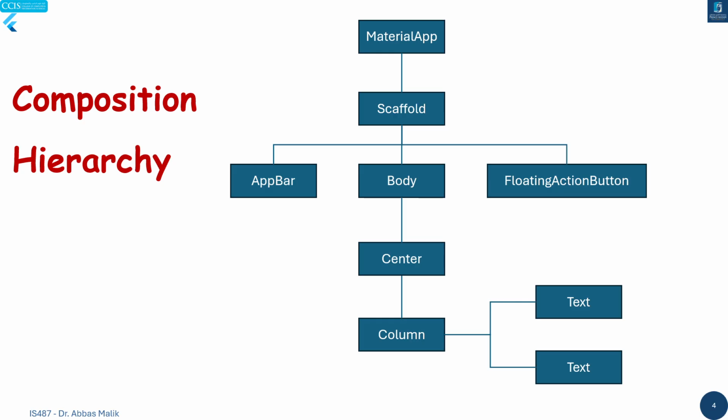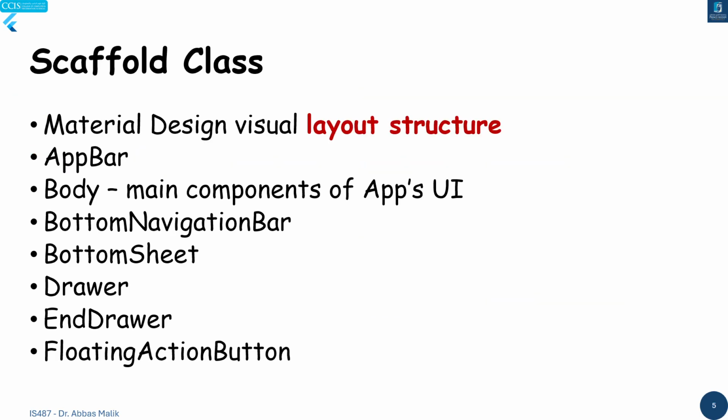On the top we have the MaterialApp, which contains one child called the Scaffold. Scaffold has multiple children: an AppBar, a body, and a floating action button. Inside the body, we have a Center, and inside the Center, we have a Column, and it contains two different Texts. So let's talk more about the Scaffold.